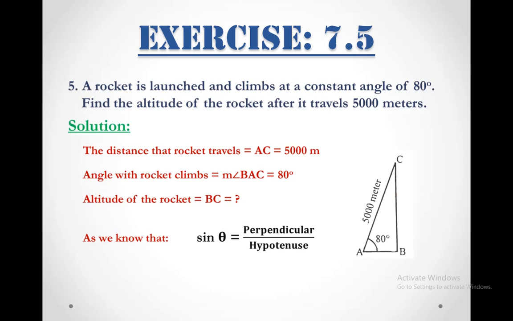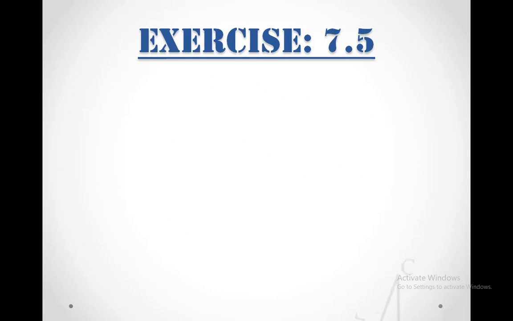So starting our solution, we consider the distance that rocket travels is equal to AC, it is equal to 5000 meter. Angle with which rocket climbs, this is measure of angle BAC, is equal to 80 degree. We have to calculate altitude of the rocket, that in the diagram is denoted by BC. Question mark means this we have to calculate. Now in the right triangle ABC, we know that sine theta is equal to perpendicular over hypotenuse.